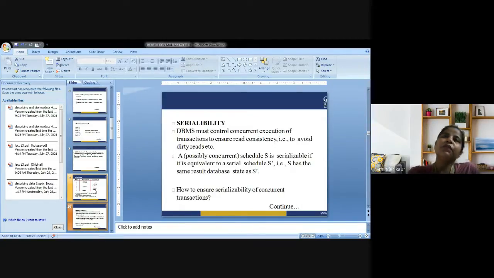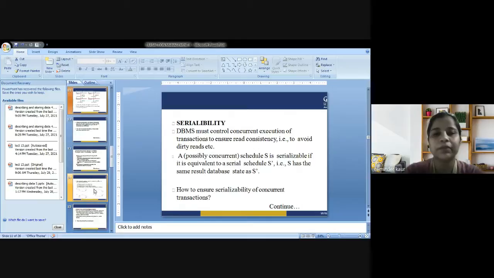Serializability means to say we are supposed to execute the records in a serial fashion. The DBMS must control concurrent execution of transactions to ensure read consistency, that is, to avoid dirty reads. A possible concurrent schedule S is serializable if it is equivalent to a serial schedule S'. That is, S has the same resulting database state as S'. So how do we ensure serializability of concurrent transactions?